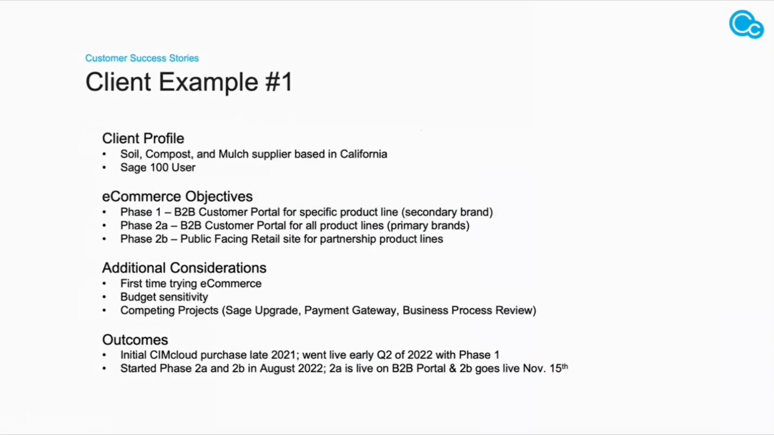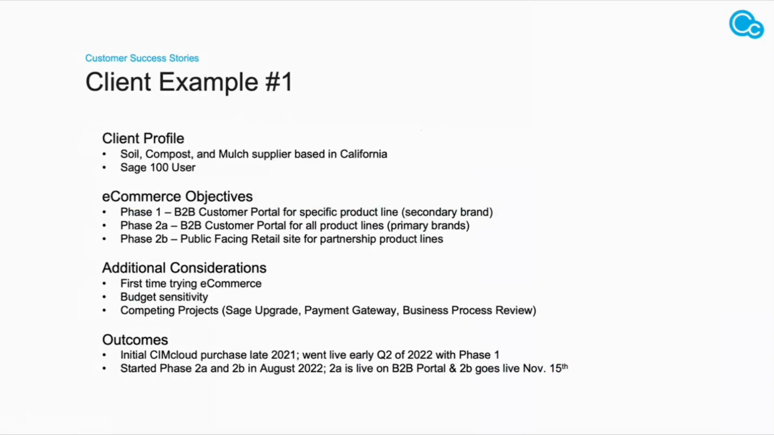They got value, they got ROI for the business. They saw different ways they could utilize the system. They got customer feedback, and then they invested further in phase two after all of that learning. So a very low risk way of trying to get value from a solution like CIMcloud.